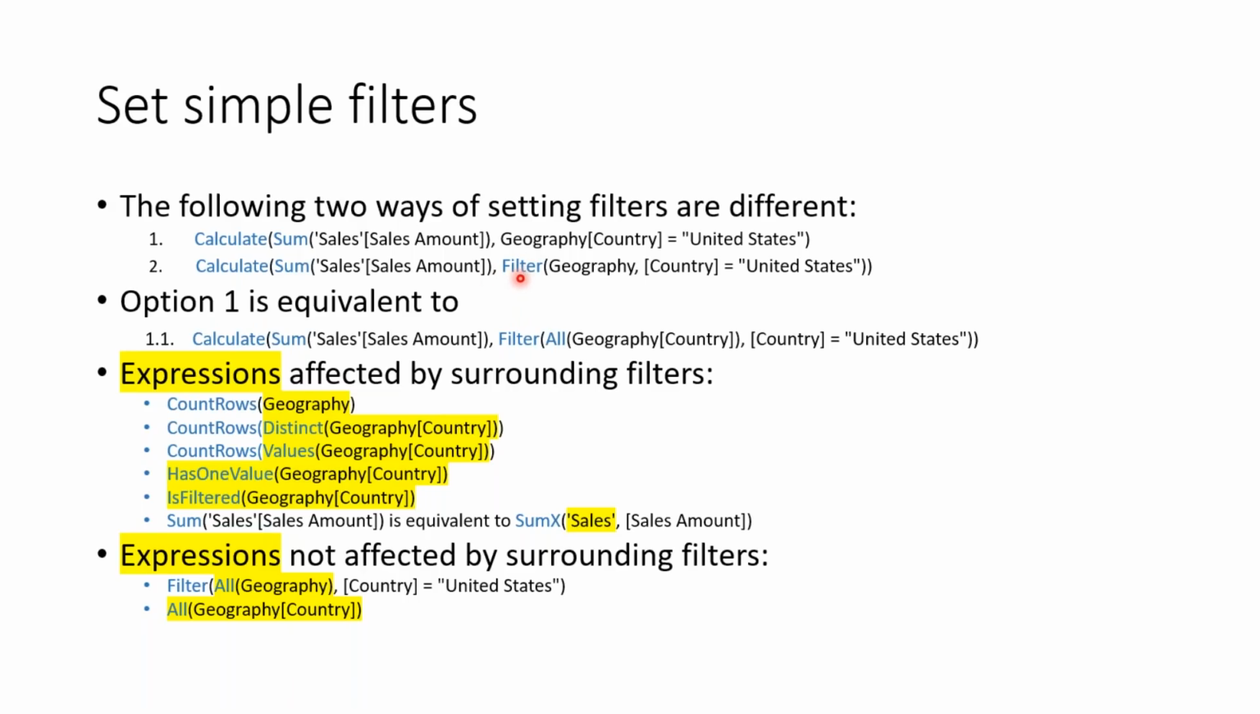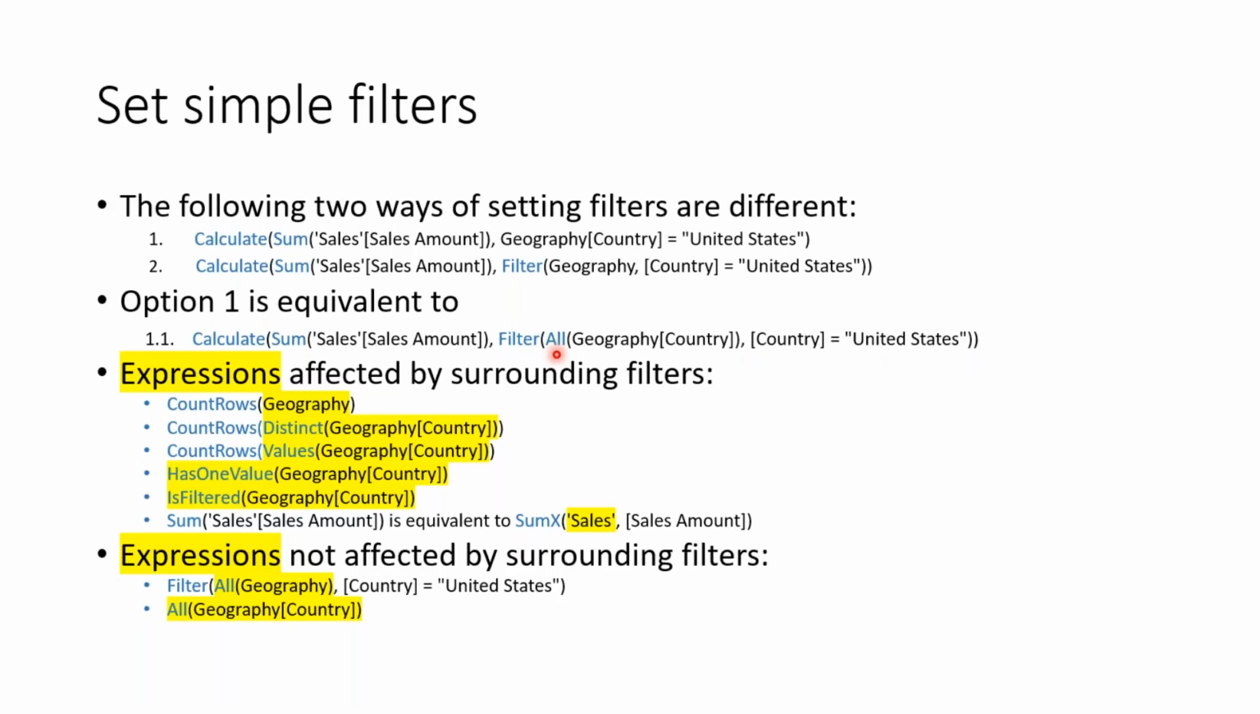if we go back to our original expression 1, 2, 3, the second expression, filter geography, country equals United States. The geography here, you can see, is a table name by itself. That's when it's a filtered table. So this geography table is actually the filtered geography table, while the first expression, geography country equals United States, is equivalent in DAX to the third expression, filter all of geography country, where country equals United States. And all, the key word here is all.